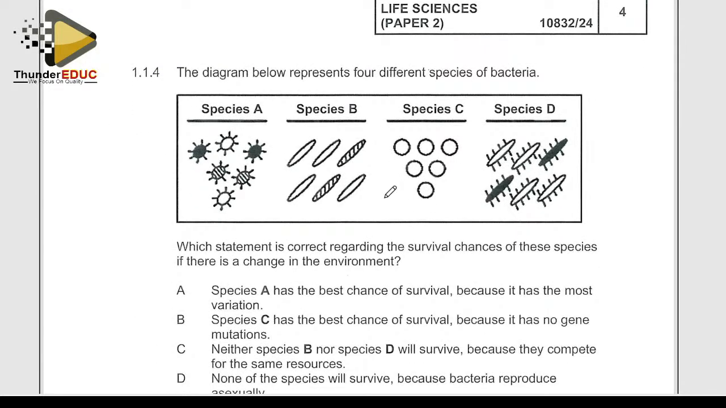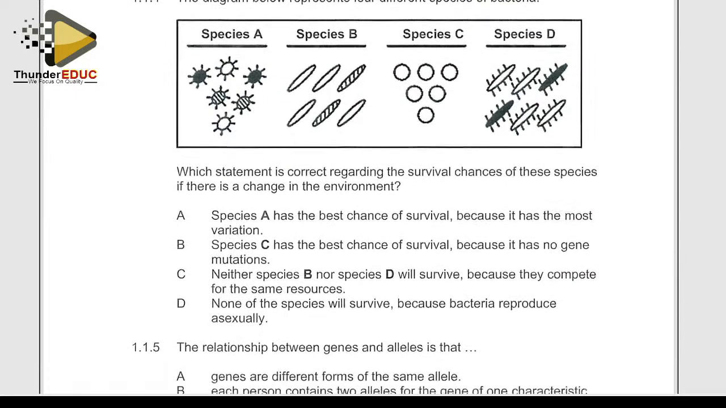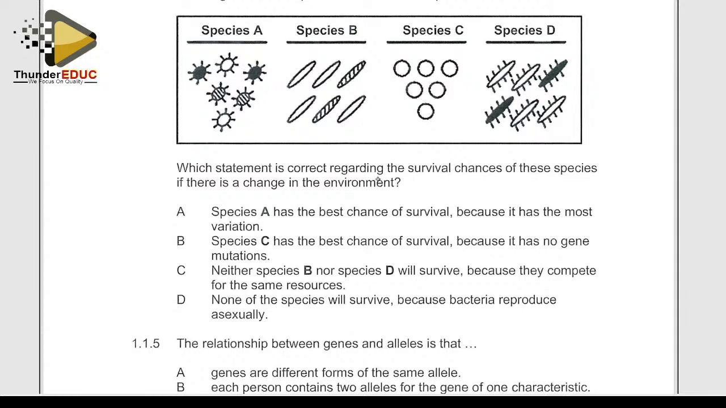Then we go to the next question. They're saying, which one of the diagrams below represents 4 different species of bacteria? Then which statement is correct regarding the survival chance of these species if there is a change in the environment? Species A has the best chance of survival because it has the most variation. That's what they are saying at A. It could be true, but let's find out if there is a more correct answer.